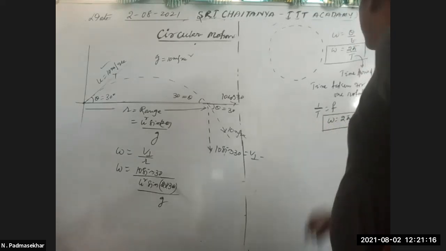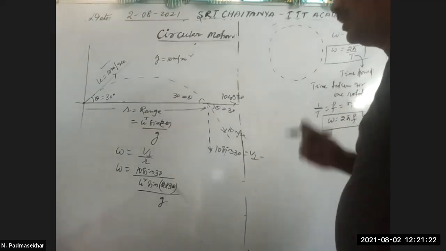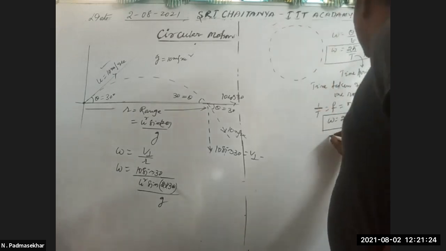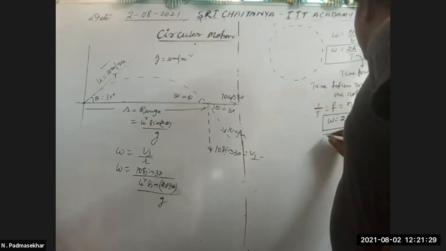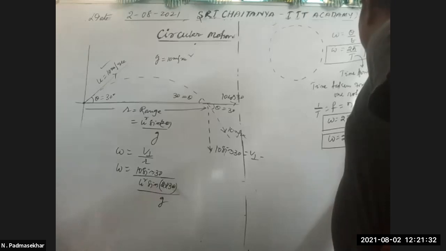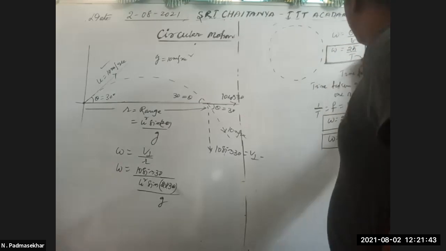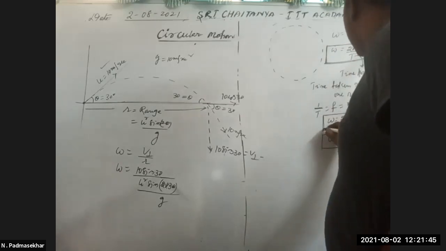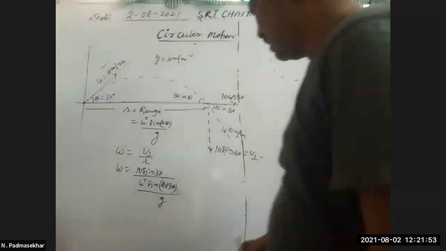So omega is equal to 2 pi f. This is in terms of the frequency. The frequency is generally also called n, so omega is equal to 2 pi n. This is angular velocity in terms of frequency. So frequency is f or n. This is angular velocity in terms of the time period and in terms of the frequency.